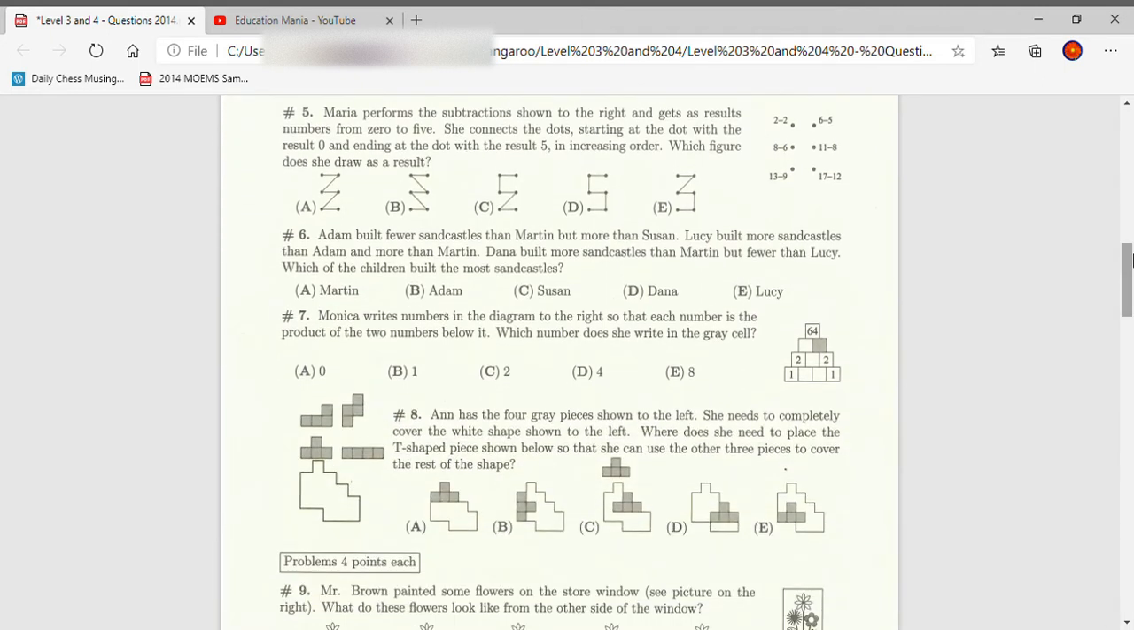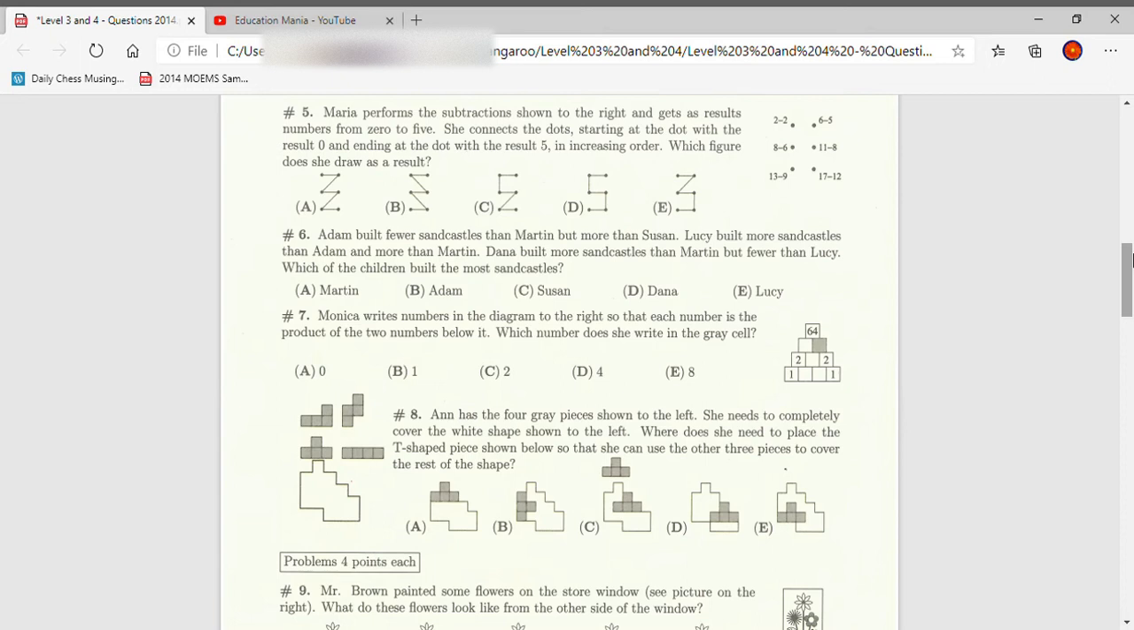Maria performs the subtraction shown to the right and gets as results numbers from 0 to 5. She connects the dots, starting at the dot with the result 0 and ending at the dot with the result 5 in increasing order. Which figure does she draw as a result?